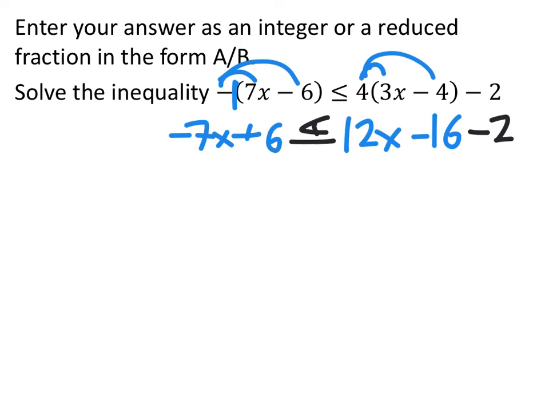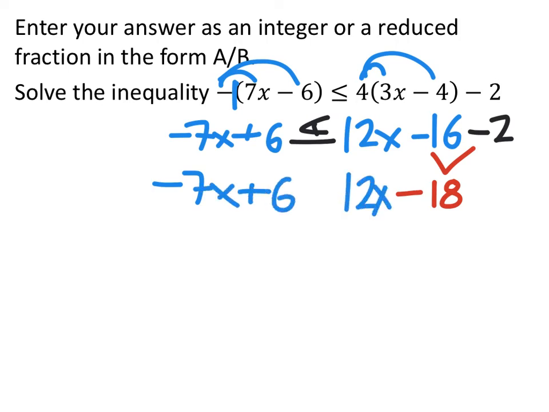All right, well, there is even a need for combining like terms now, right? Negative 16 and negative 2, and that gives us negative 18. So now the inequality shows negative 7x plus 6 is less than or equal to 12x minus 18. So now we get to choose the side for the x's, and this is where, if you're going to put the x's on the left all the time, you will end up with negative coefficients, which is okay. If I were doing this problem, though, I would keep the x's on the left.